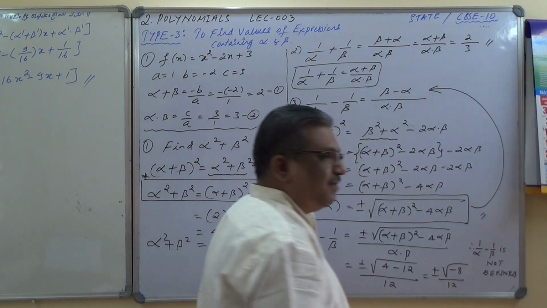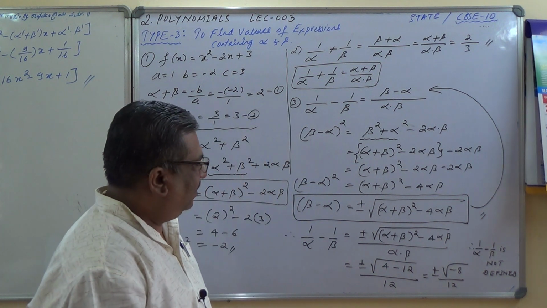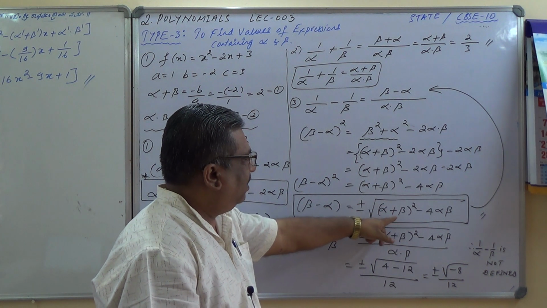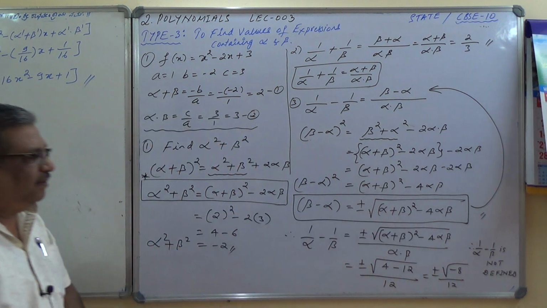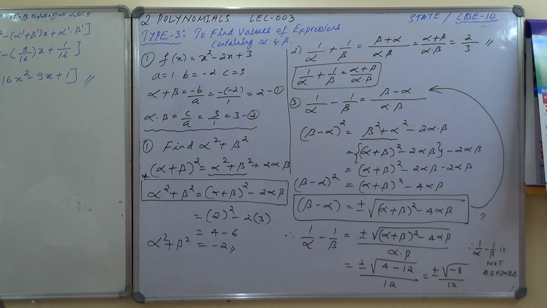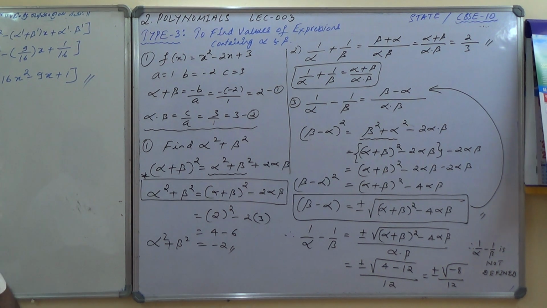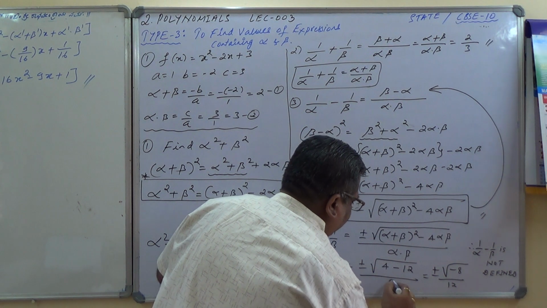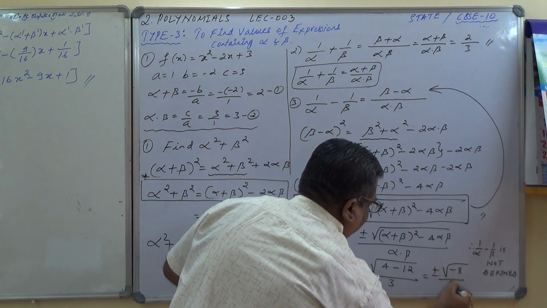I hope you have understood. (Alpha plus beta) the whole square minus 4 times alpha beta. Students, a small mistake. Alpha into beta is not 12 here, 3 it is. Okay, it is not 12, it is 3 here.